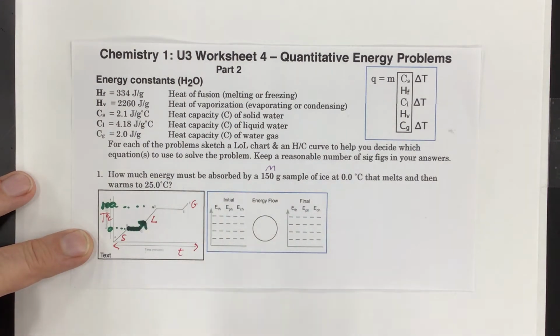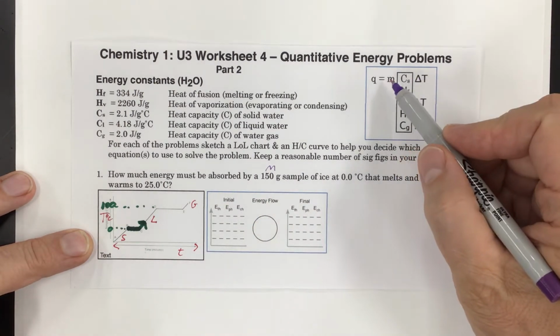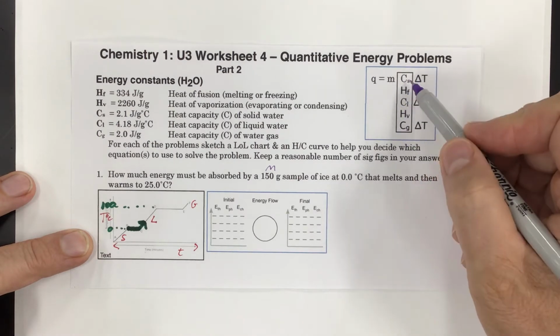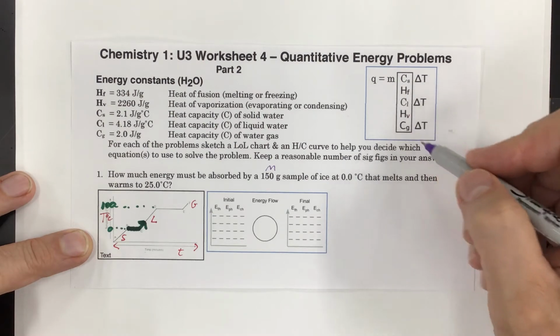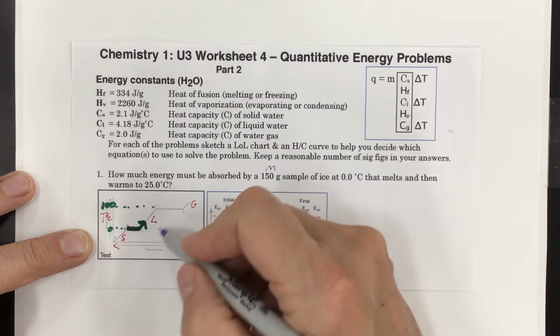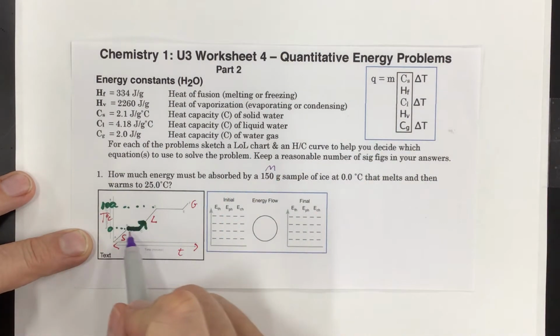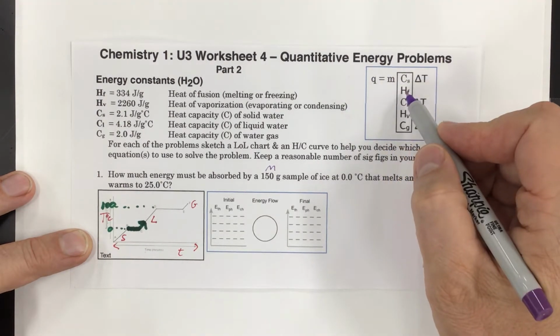And remember, we really only have 1 equation. We just have different constants. So it's Q is equal to the mass times the constant, the solid, heat of fusion, liquid, heat of vaporization, or gas, and a temperature change in these 3 sections where there is a temperature change. So in this first section right here, that's the Q is equal to M heat of fusion.